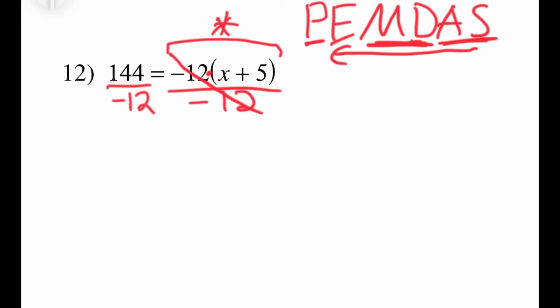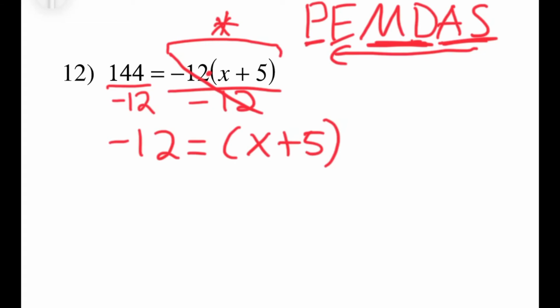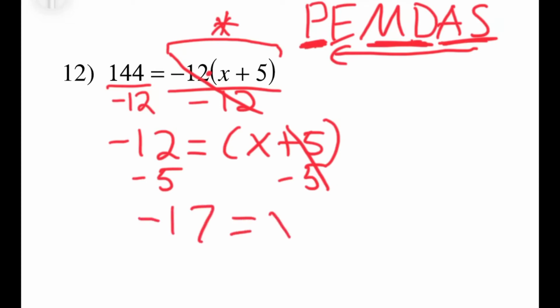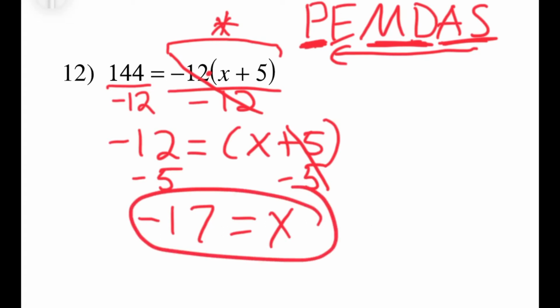Then we have 144 divided by -12, which gives us -12, equals x plus 5. Now that we have our parentheses by itself, we can handle it or deal with it. So we're going to subtract 5, negative 12 subtract 5 gives us negative 17 equals x. And there is our answer for number 12.